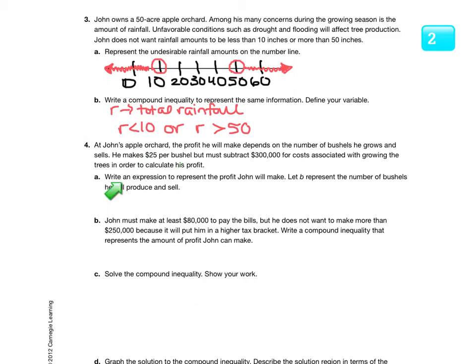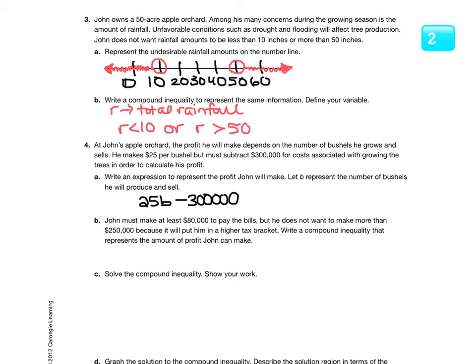So it says, write an expression to represent the profit John will make. Let B represent the number of bushels he will produce and sell. Well, we know $25 is my rate of change, so it's going to be attached to the variable B. So 25B. However, he starts off in the hole because it costs him $300,000. So we first have to make $300,000 just to break even, and then anything over that will be a profit. So we have to do subtraction because it's costing him $300,000 a year just to run it.